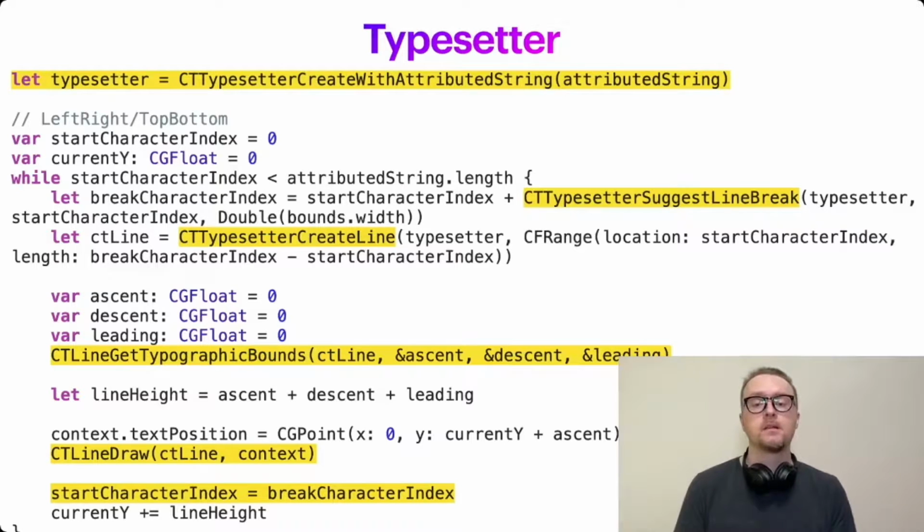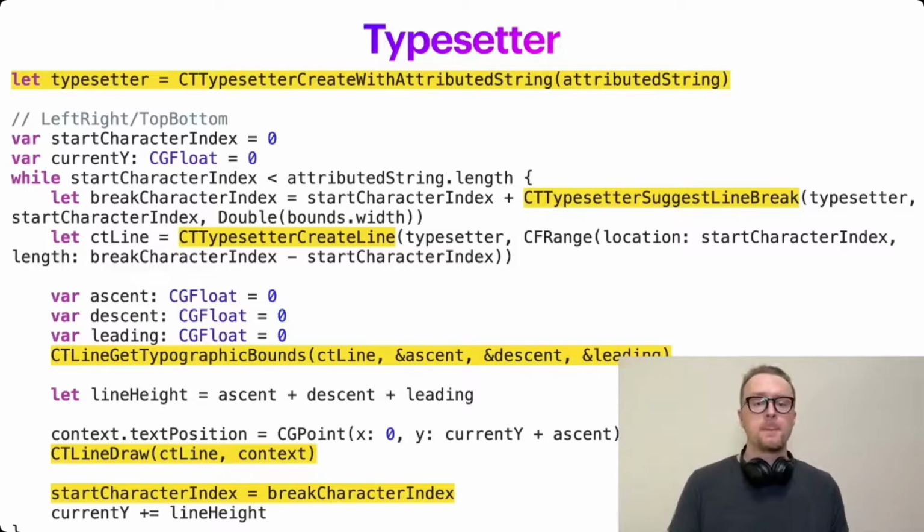This example includes word wrapping, but it's manual wrapping. What happens here? I have a typesetter. I loop over all the characters. I start at the character at index 0 and go up until the end of the attributed string. Then I find where the typesetter suggests to break the line, using CTTypesetterSuggestLineBreak. And one of the parameters is the bounds width, which is the end of our label.